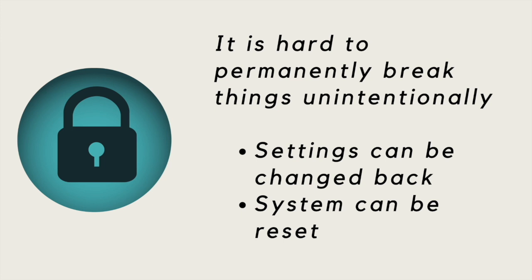It's hard to permanently break your computer or your phone unintentionally. The way that computers and the software are designed is to make sure that things like this can't happen by accident. If you change a setting by accident, the settings can often be changed back or reset. If a more serious problem occurs in your computer, you can reset your system as well. So there are ways to get around these problems if they happen. Permanently damaging your computer or your phone is difficult to do.